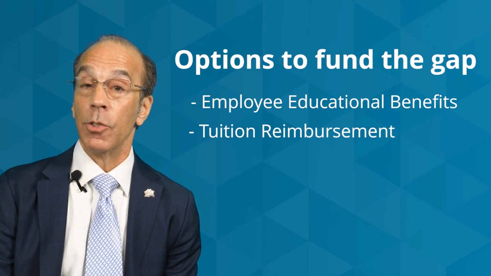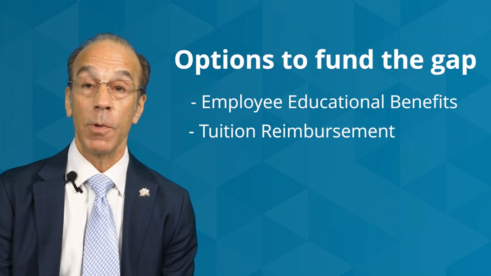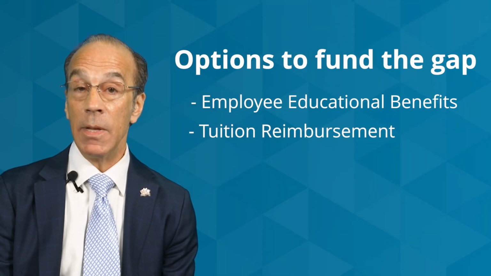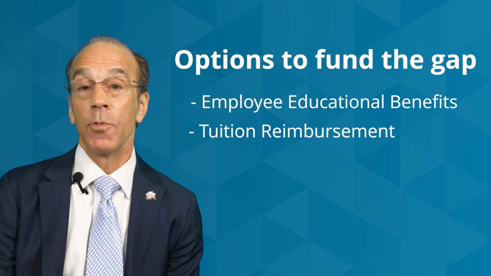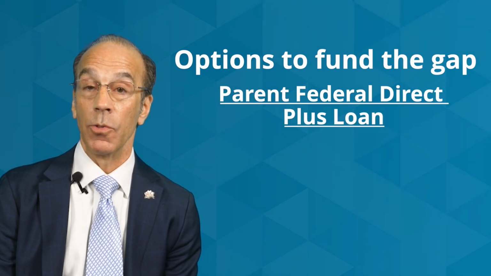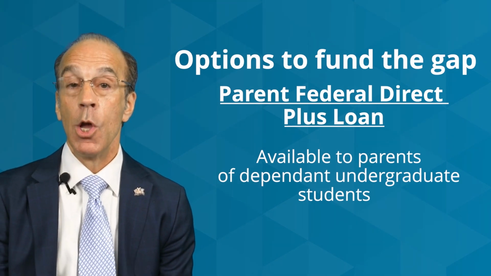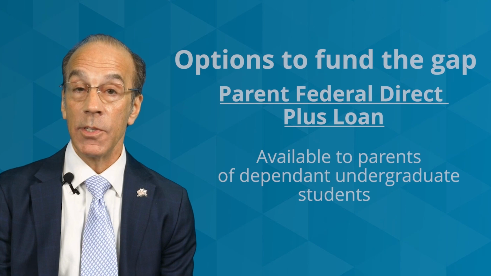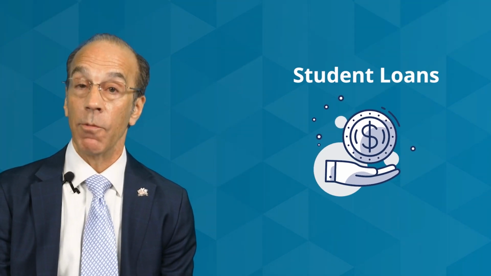Check with your employer to determine if they offer educational benefits or tuition reimbursement programs. This may help in meeting educational expenses as well. Another option may include a Parent Federal Direct Plus loan that is available to parents of dependent undergraduate students. You can borrow up to the cost of attendance minus other financial aid the student is receiving. But remember, this is a loan and you will need to repay it back at some point.